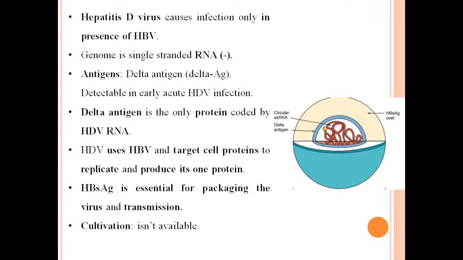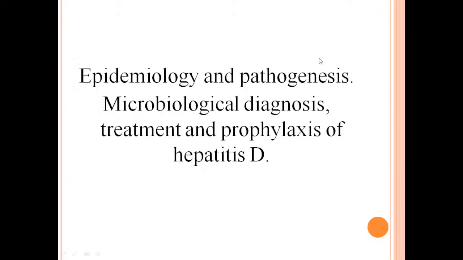HBs antigen is essential for packaging the virus and transmission. HBs antigen is the antigen of hepatitis B. Hepatitis D virus may be replicated only in the presence of hepatitis B because it must integrate its genome into the hepatitis B virion and replicate delta antigen and its envelope by the presence of hepatitis B. Cultivation of this virus is not available.